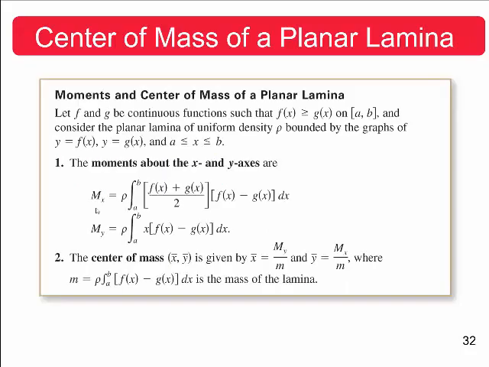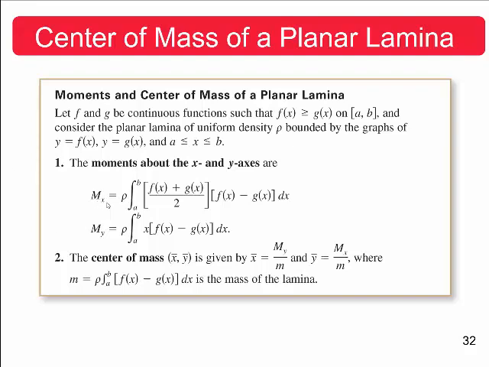So following here, with some simple calculus, always hang on to these formulas, okay? This is for the moments and center of mass of a planar lamina. Let f and g be continuous functions, where f of x is greater than g of x on the interval a to b, and consider the planar lamina of uniform density bounded by the graphs of y equals f of x and y equals g of x on that interval. Then the moments about the x and y axes are the following.